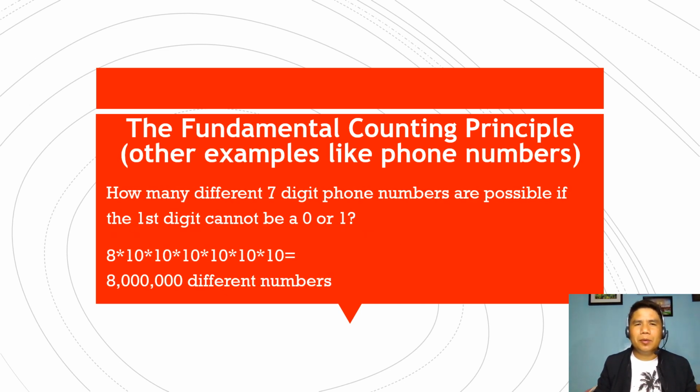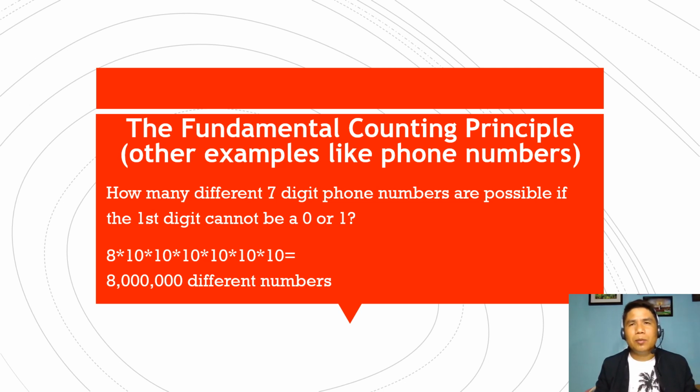The fundamental counting principle could also be applied to other examples like phone numbers. The problem goes this way: how many different 7-digit phone numbers are possible if the first digit cannot be 0 or 1? For example, the telephone company is creating a roster of numbers, and they want to have just 7 digits in all the numbers that they have to assign, right? So the first digit can't be a 0 or 1.